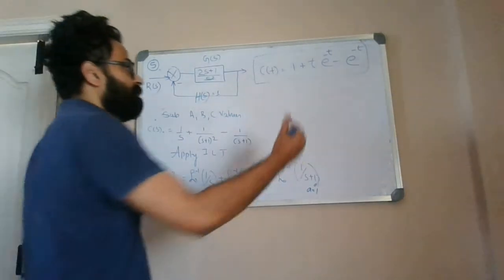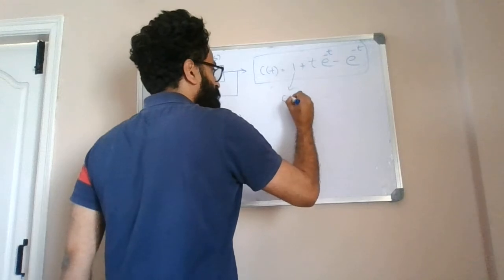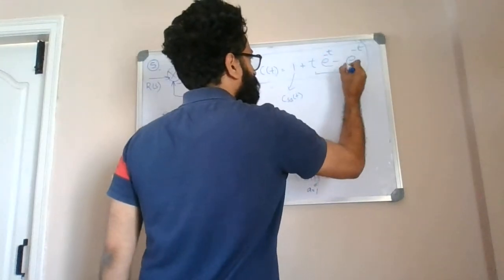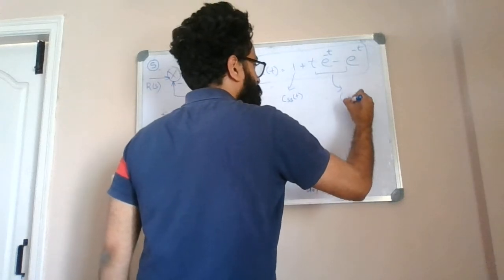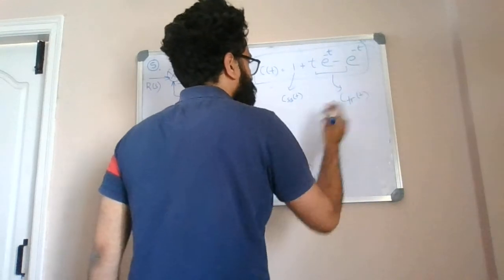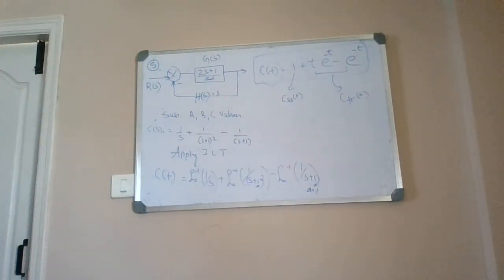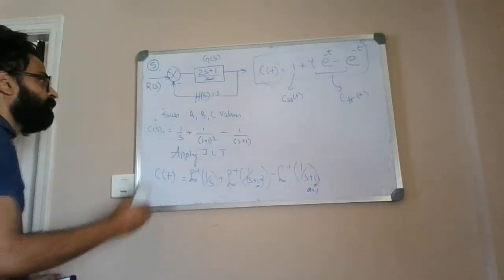All right. So you can say that this is your steady state part of the output, and these two are the transient term, c_tr, the transient. So put together, you get the total time response c of t. All right. This is your first problem for the day.